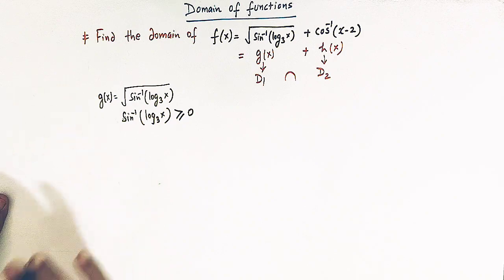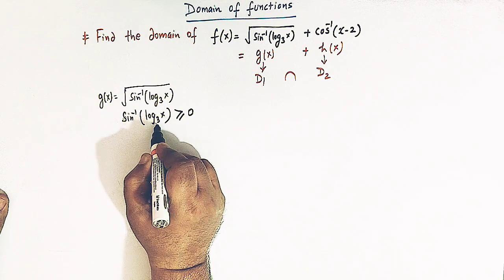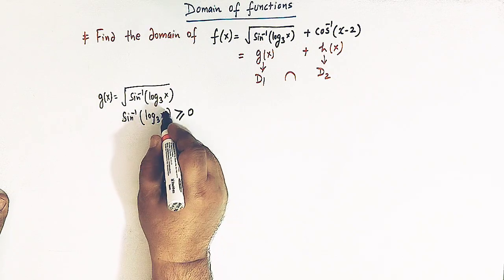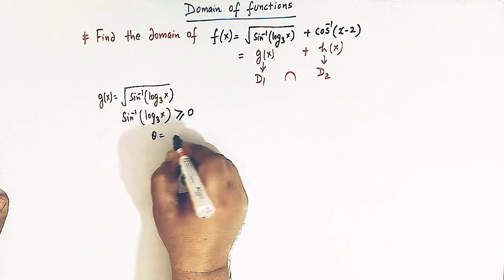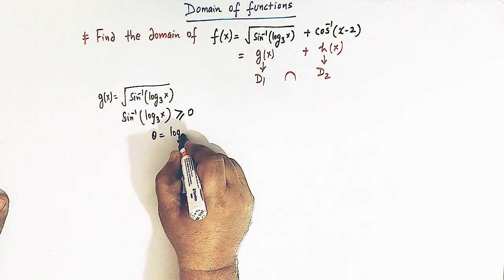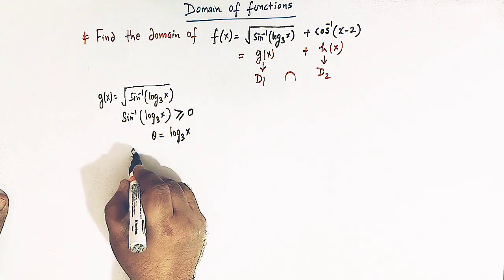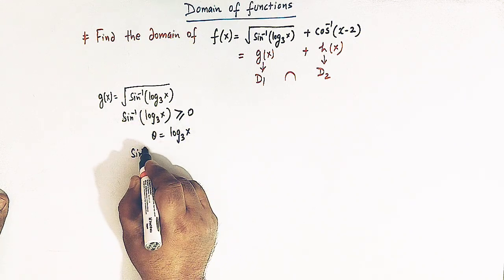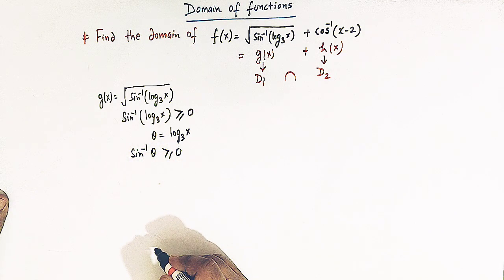Okay, now see here we have log of x to the base 3. So let us call this logarithm function theta. So let us take it as theta. So we have log of x to the base 3 as theta. So we have this inequality as sine inverse theta is greater than or equal to 0, right?